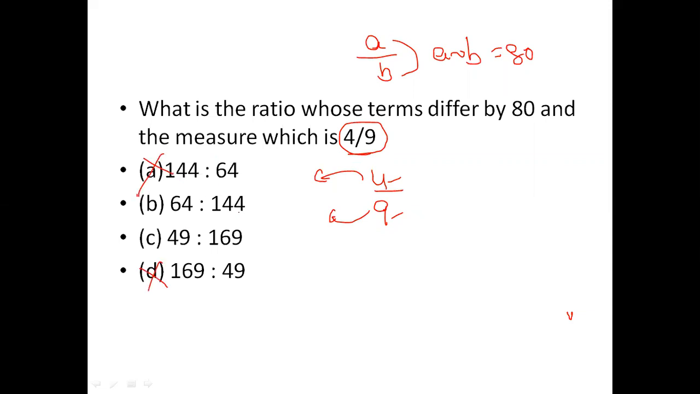You have only two options, 64/144 and 49/169. I know that 49/169 are not in the ratio of 4 is to 9, and I could see that 64/144 is the answer. Okay, that is option verification, guys.